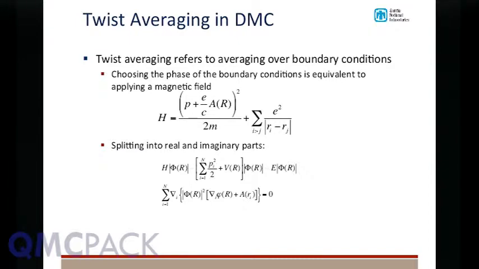So I'm going to be talking about canonical twist averaging. You can actually imagine changing the number of electrons as you change the boundary conditions as well. If you choose to pick up a phase as you move across the simulation cell, it's actually an equivalent problem to adding a magnetic field, right? So you change your Hamiltonian like this. Now we can split everything into real and imaginary parts, very trivially. Now the problem is we're going to have fermions in our calculations.